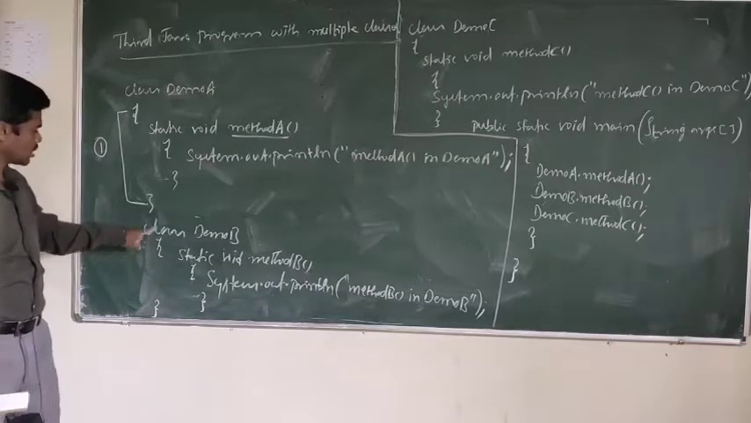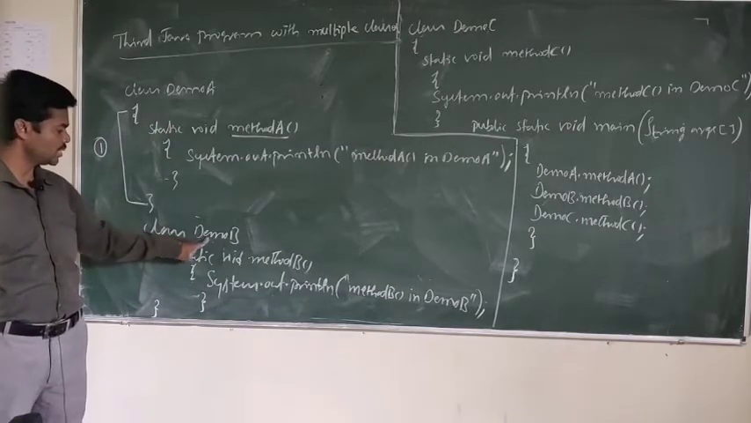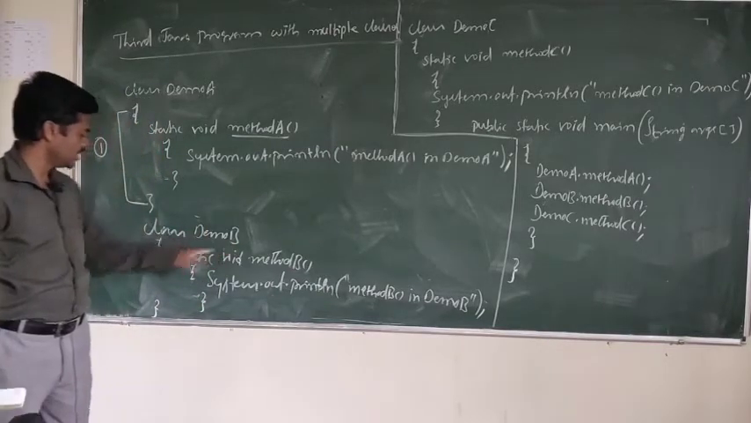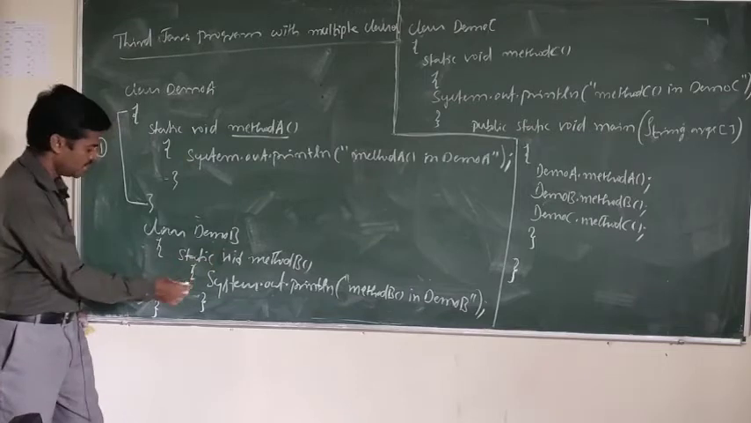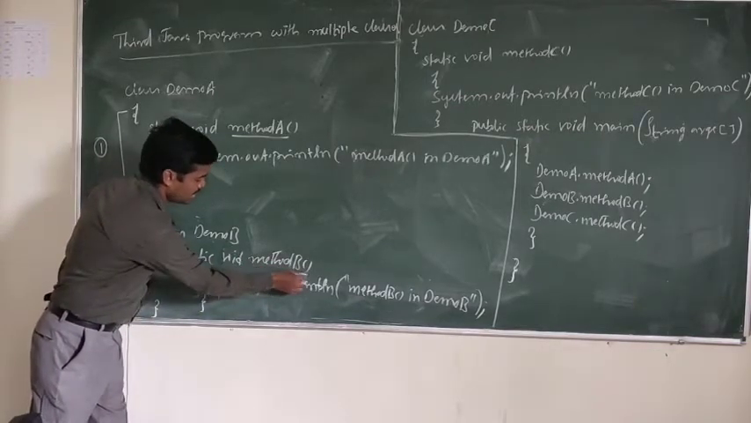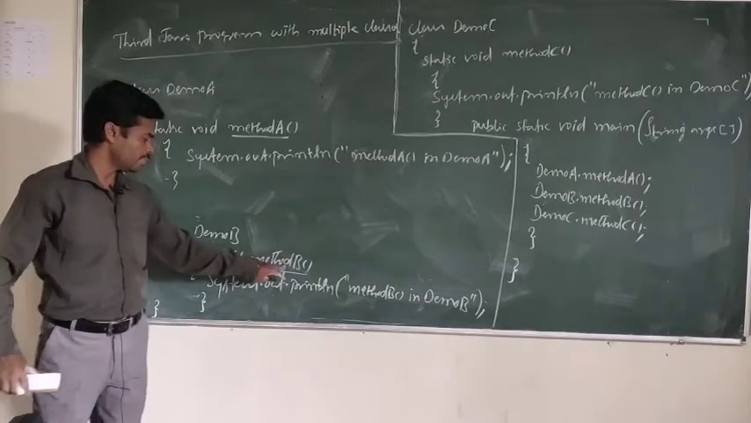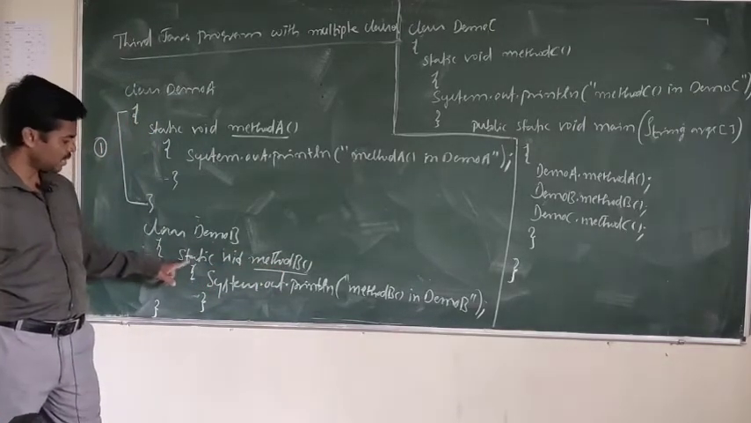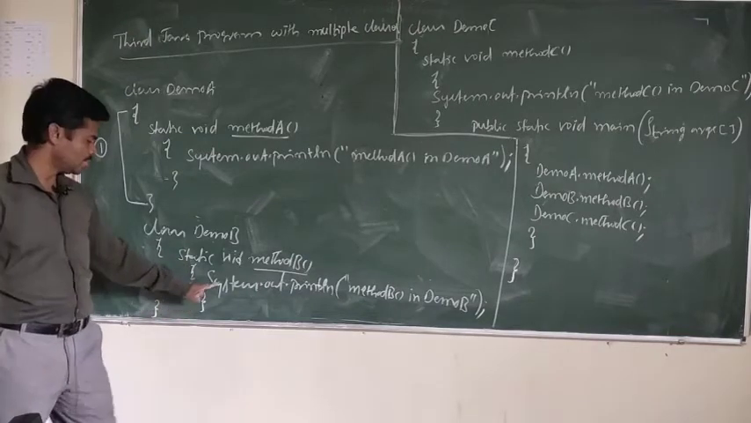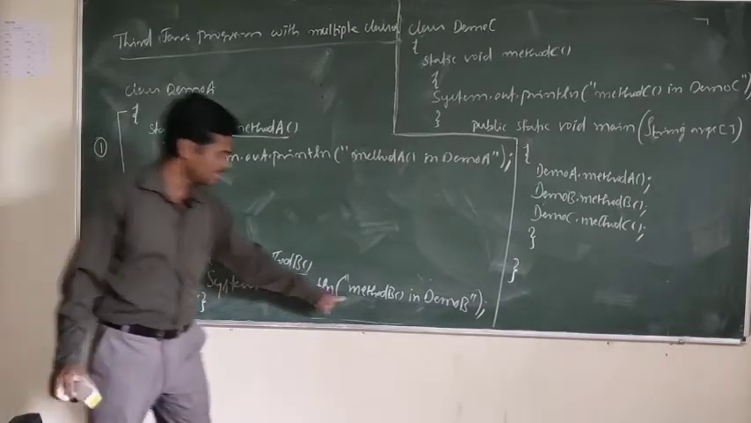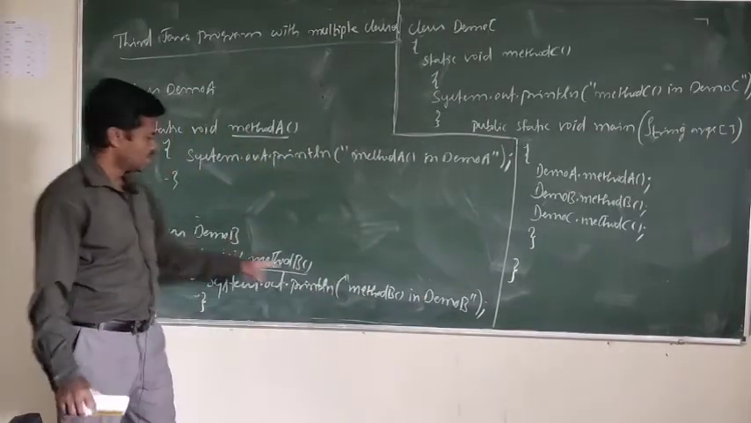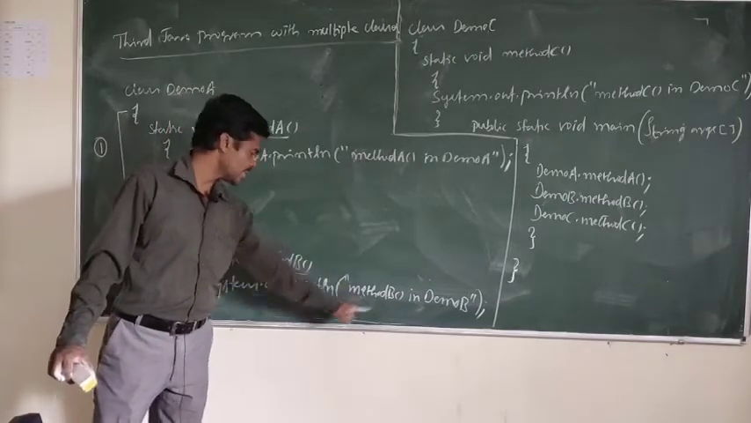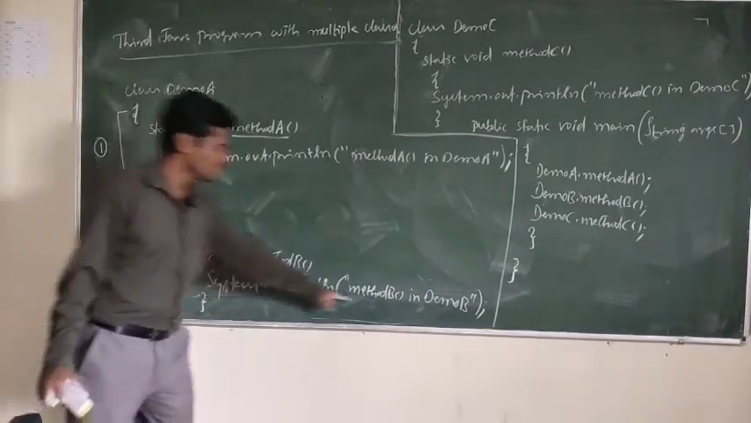Then come to the next class, B. Similarly, another class, whose name is demo B. This class also contains one method, called method B. Static void method B: method B is the method name, its return type is void, and it is a static method. This method also contains one statement, system.out.println method B in demo B. Method B belongs to the demo B class. That is the another clarification I give, and this method belongs to this class.